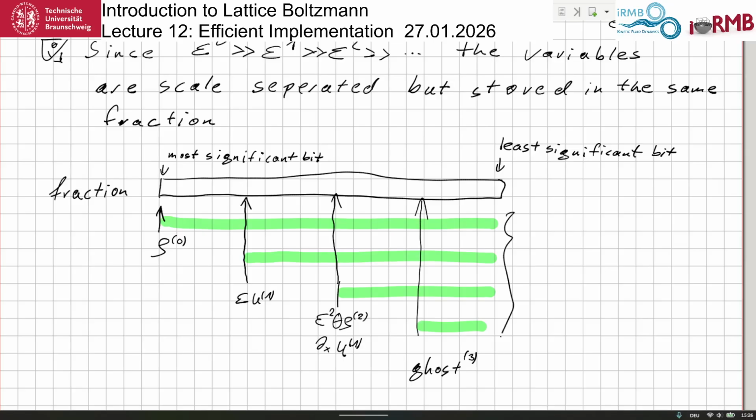which means that these are the effective number of bits available for each quantity.